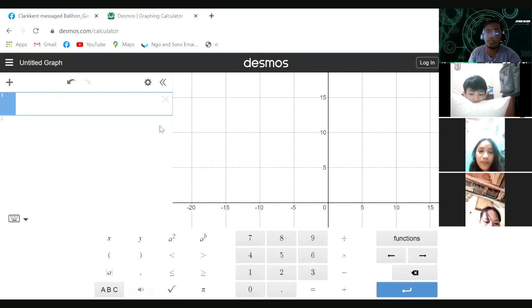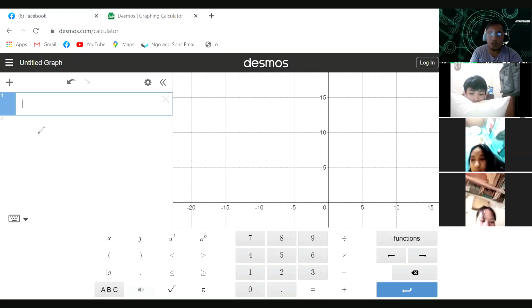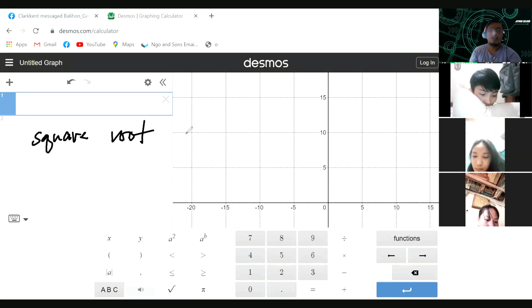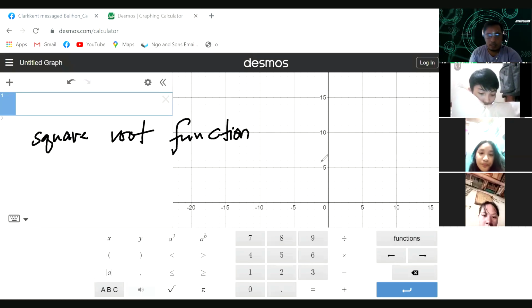Okay, the square root function. We should discuss this one. This is the most common misconception of the students.